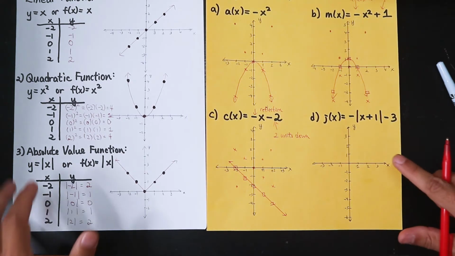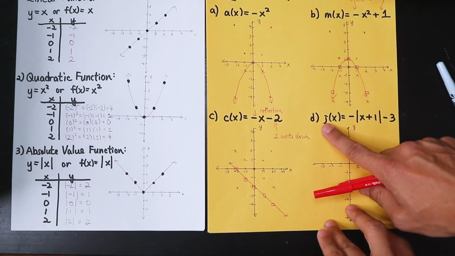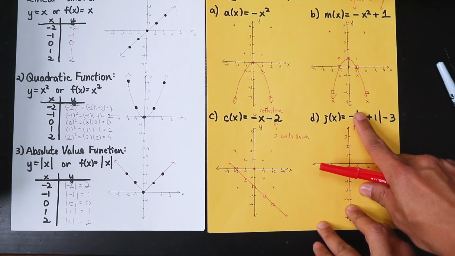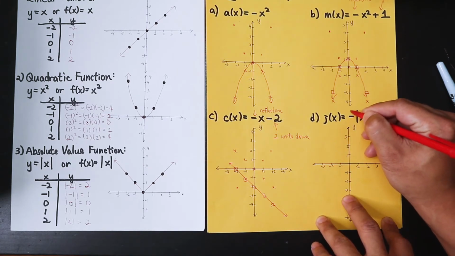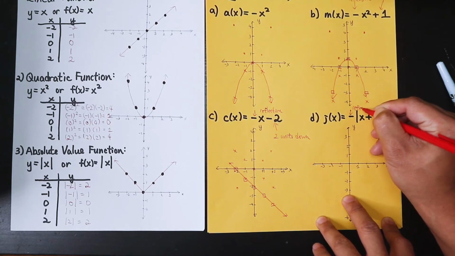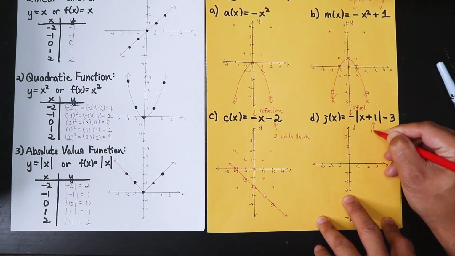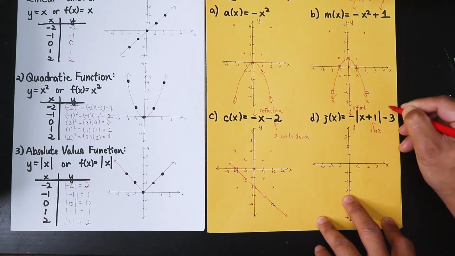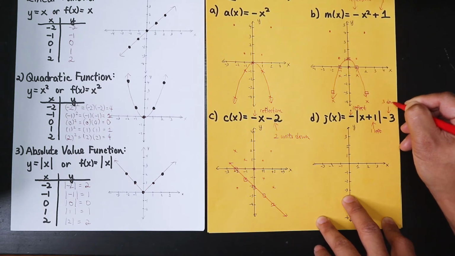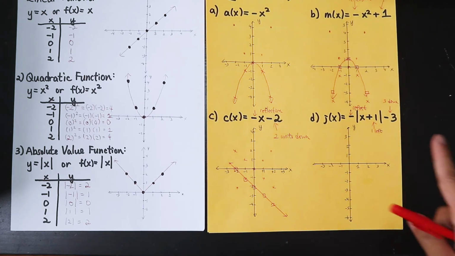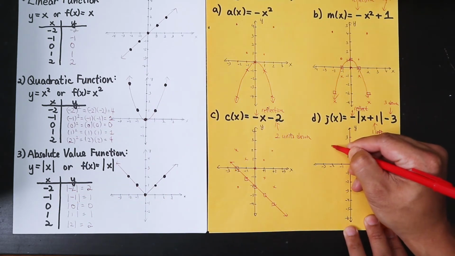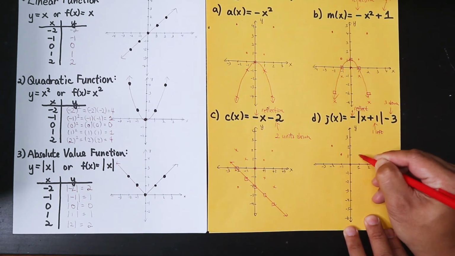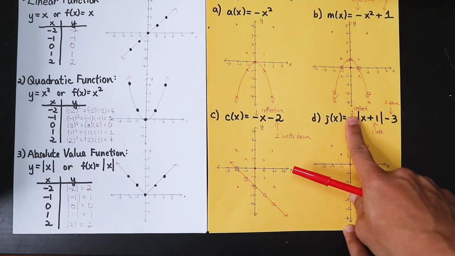Then at last, you have part D, which is j of x is equal to negative absolute value of x plus 1 minus 3. Same thing. Now this one has everything. So first you're going to reflect, and then this positive 1 means 1 to the left, and then this -3 means 3 units down, right? So same thing. First you graph the anchor points of this mother function. So you're going to graph these 5 dots, 1, 2, 3, 4, 5. And then after that, you're going to reflect them upside down.